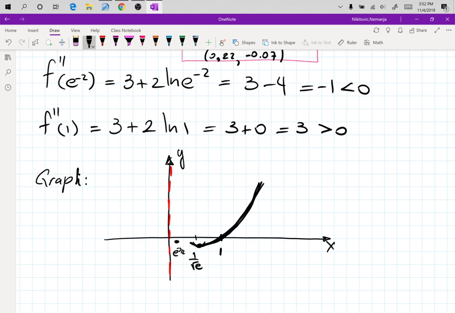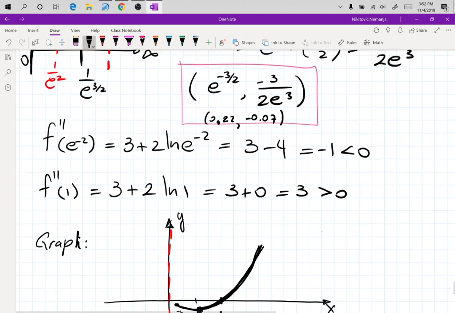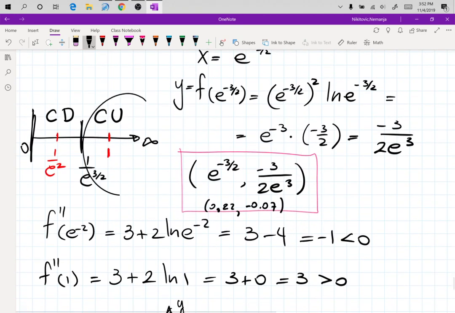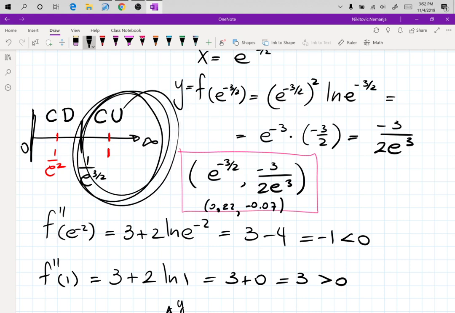Increasing and concave up. Concavity will change from concave up to concave down. Ooh, we do not have a vertical asymptote. See that? No. The graph is not allowed to cross, guys. So we see the minimum, and we see concave up for the part that is to the right of e to the negative 3/2.